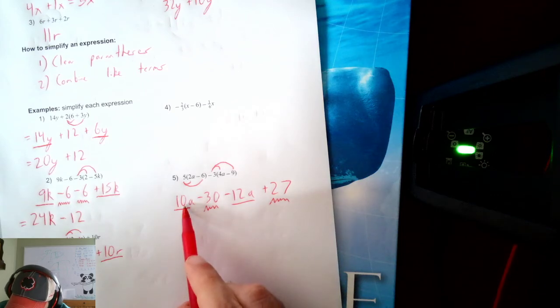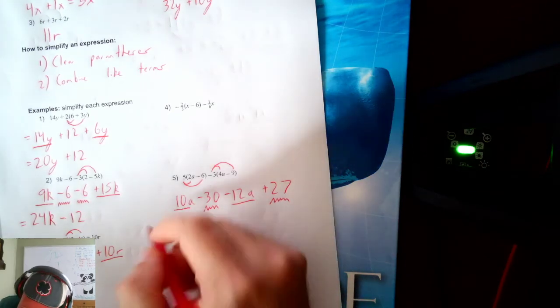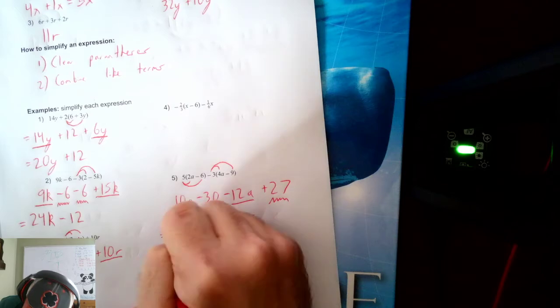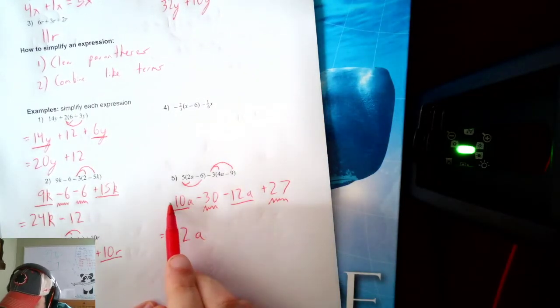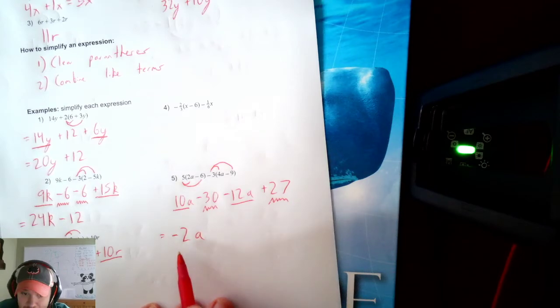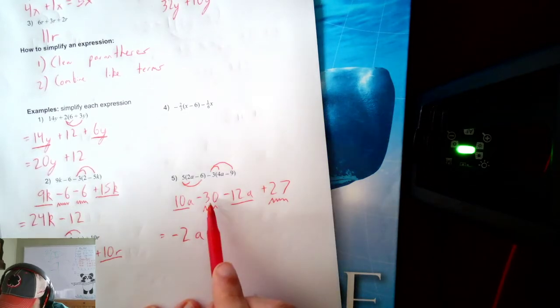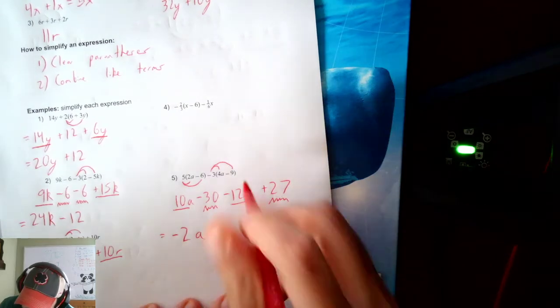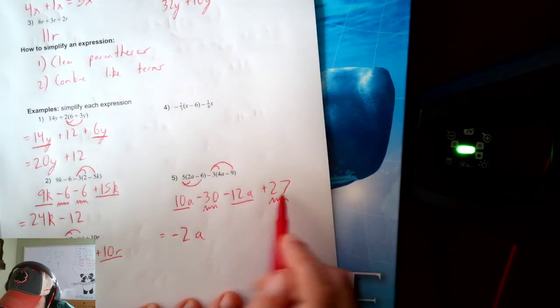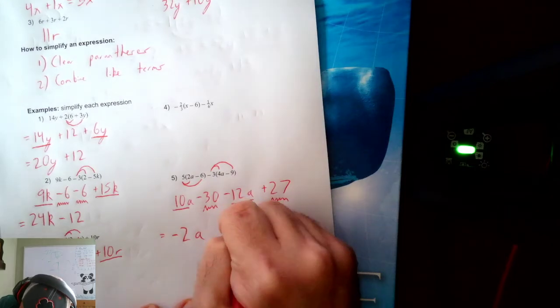I've got 10a minus 12a. 10 minus 12 is negative 2a. Be careful. It's a positive 10 and a negative 12. I need to be careful of the signs. Negative 30 and positive 27. Different signs. The difference between 30 and 27 is 3.